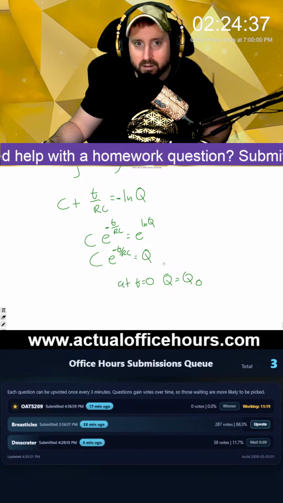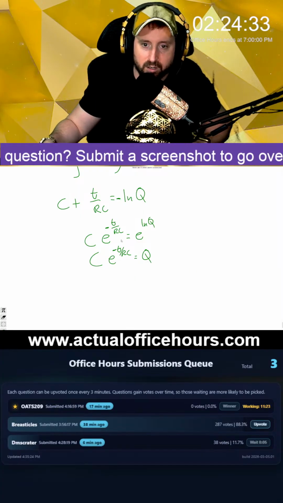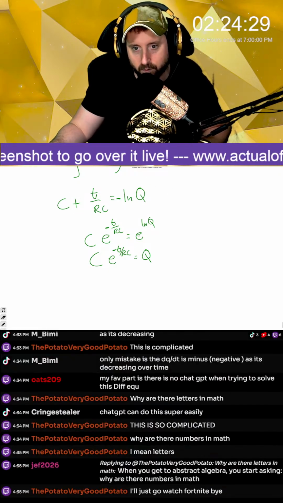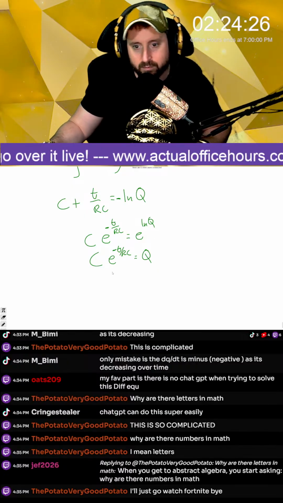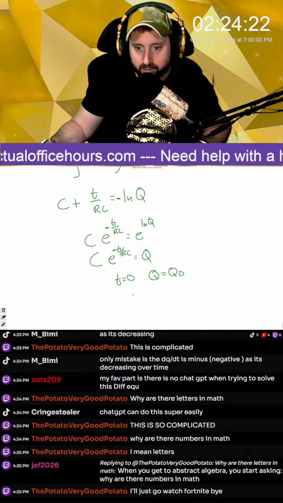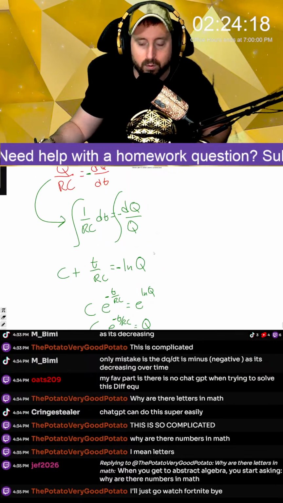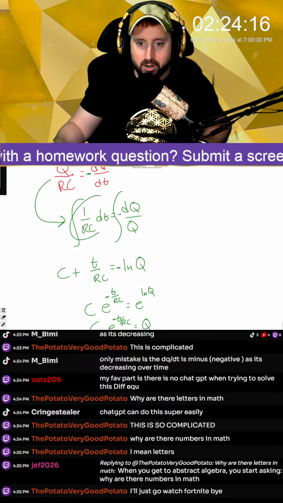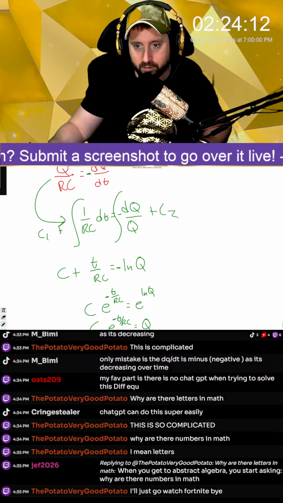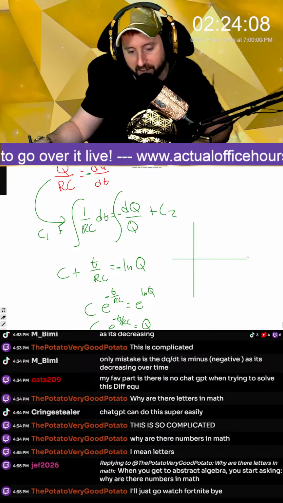Did you just move plus C from one side to the other? That's all I did. Yeah, because it's a constant. So you can either add the constant here or add the constant here. You're still just gonna solve for it. Whatever. Right. T equals 0, Q equals Q naught. Wait, how is that not? It's because in integration, right? When I'm integrating, these are both plus an arbitrary constant. That's what happens when you integrate something.